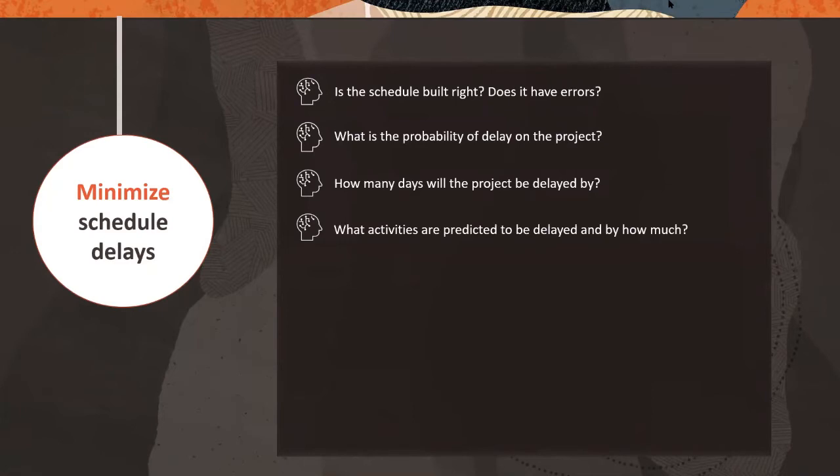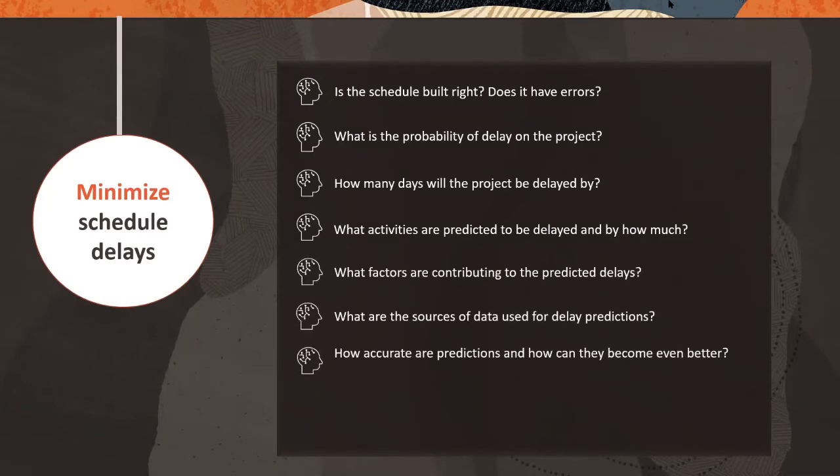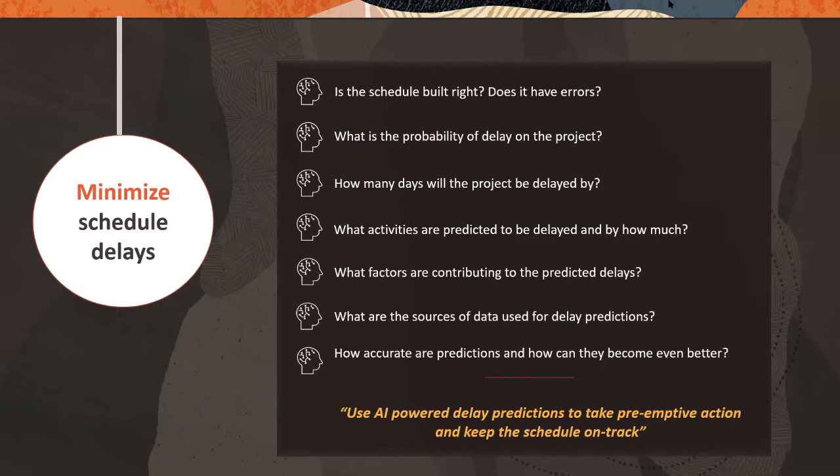What activities are predicted to be delayed, and by how much? And what factors are contributing to the delay? What are the sources of delay? And how accurate are they? So fundamentally, our first use case, if you will, is answering the question around, is my project going to be delayed? And how do I use AI-powered predictions to take preemptive action and keep the schedule on track? That's our first use case.